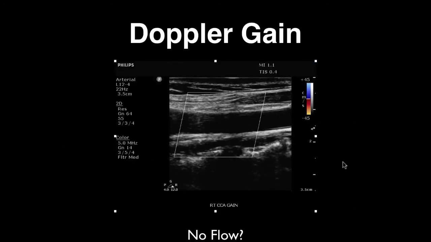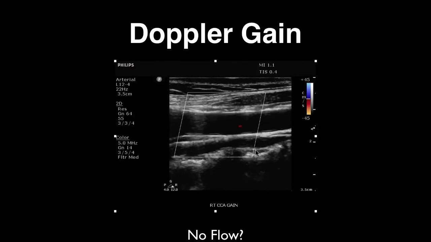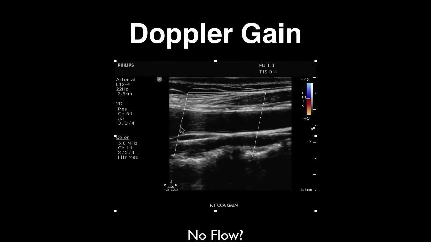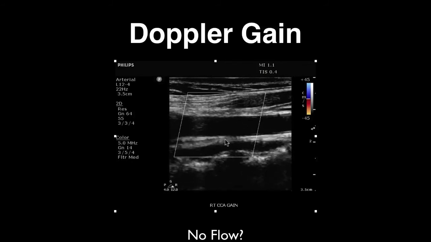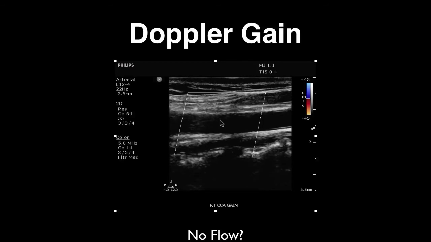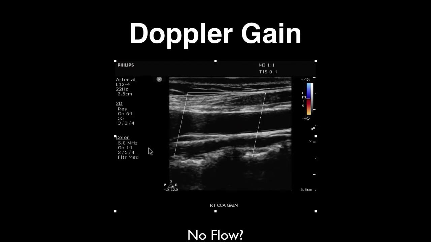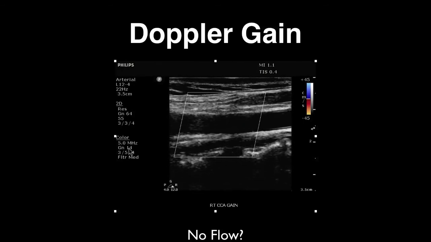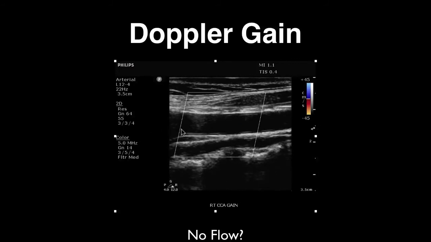Let's now look at Doppler gain. Here again, sagittal view of the common carotid artery. Not the best rocking job of the transducer, but we do have the color box steered. So you would expect that we would see something here, but we're not seeing any flow. Does that mean that flow is absent? Well, if you take a look here, I've got the gain, the Doppler gain, turned down essentially all the way. And that's why we're not seeing any flow.